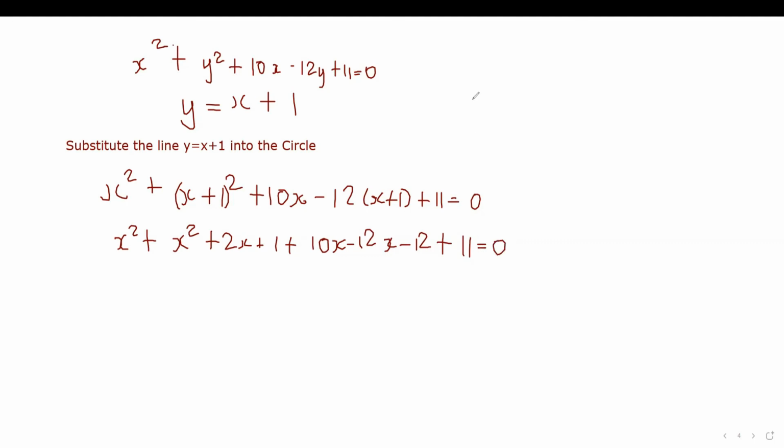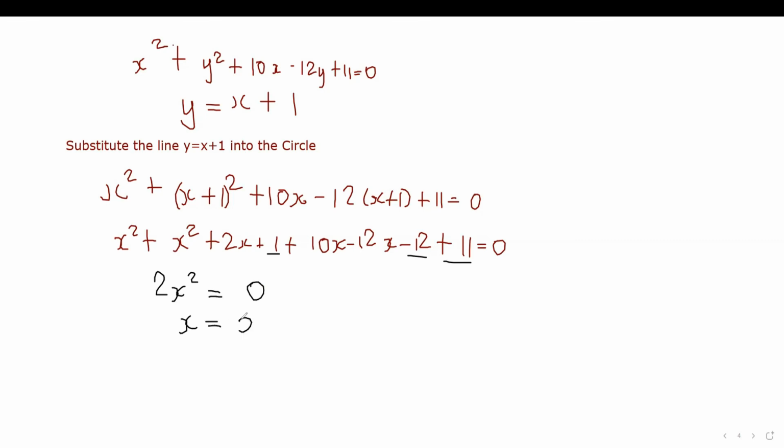So now we just need to simplify. I see an x squared and an x squared here, so that is 2x squared. And then I have a 2x here, a 10x here, and a minus 12x here. 2x and 10x is 12x, 12x minus 12x, that's gone. So the x terms are gone. Then 1 minus 12 plus 11, they're gone too. So I end up getting 2x squared equals 0, and so x equals 0.